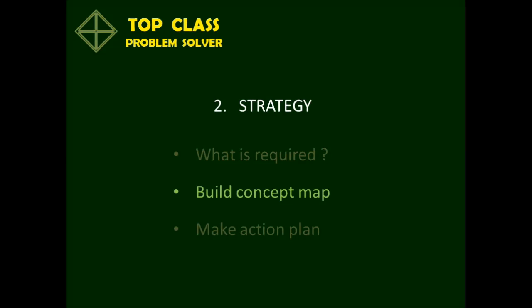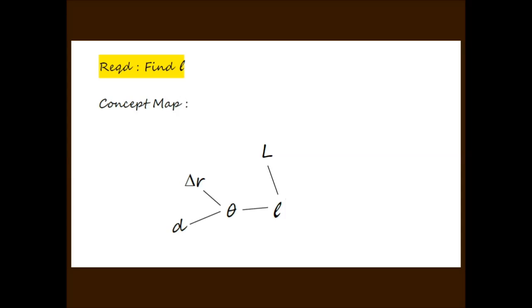The second step of the strategy is to construct the concept map. The concept map relates the parameters that are given in the problem and the required parameter. The concept map may be broken down into two parts. The linear position of a given fringe, given by lowercase l, is related to the angular position, theta, and the screen to slit distance, capital L. Theta, in turn, is determined by the path difference, delta r, and the distance between the slits, d.